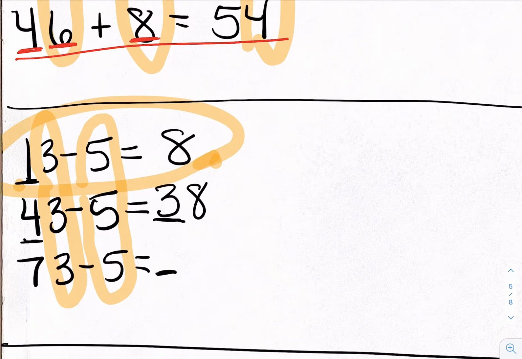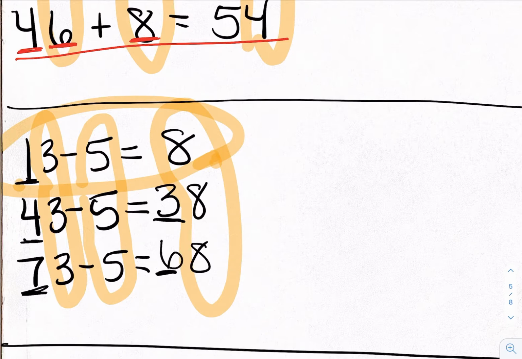Let's look at 73 minus 5. Again, I'm guessing, since all of these seem to be related, that 8 is going to be the last digit. And what I did is I have 7 groups of 10 now. So going from 4 to 7, that's another 3 groups of 10. So I think my answer is going to be 68. So again, I'm looking for those patterns.